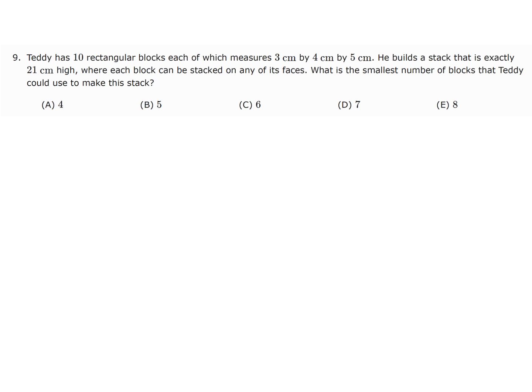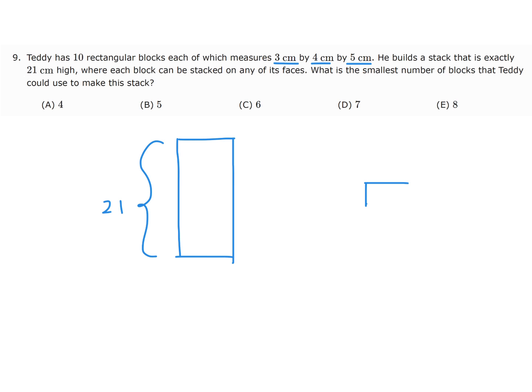Teddy has 10 rectangular blocks, each of which measures 3 by 4 by 5. He builds a stack that is exactly 21 centimeters high. Where each block can be stacked on any of its faces, what is the smallest number of blocks that Teddy could use to make this stack? Okay, let's see. So 21 is the total height, right? And we have blocks that are 3 by 4 by 5. Well, those are the dimensions, I guess. So 3, 4, 5, like that.